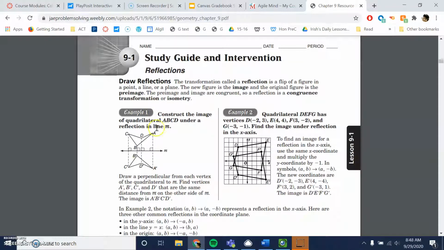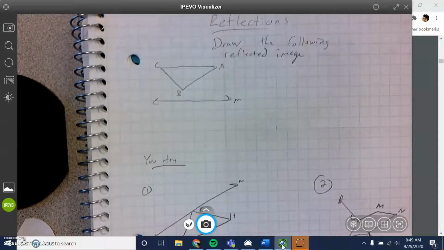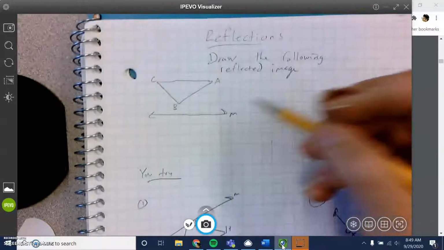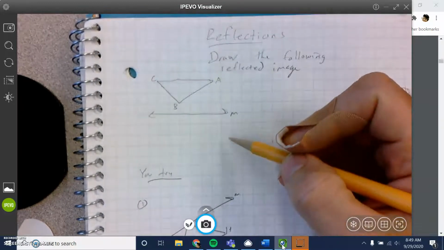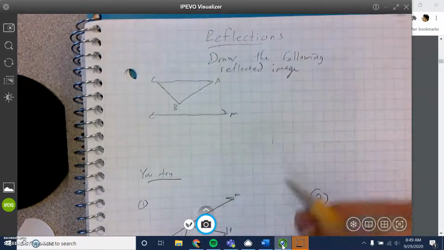All right, cool. So the first video, we're just going to construct it. We're not going to work on the coordinate plane. That's going to be for the second and third video. For these videos here, we're going to construct an image of this quadrilateral under the reflection of line M. So it's just a flip. So this is how we do it. Let's take a look at our notebook. Okay, pause the video and copy this picture down. We're going to go over how to reflect or flip a particular image.